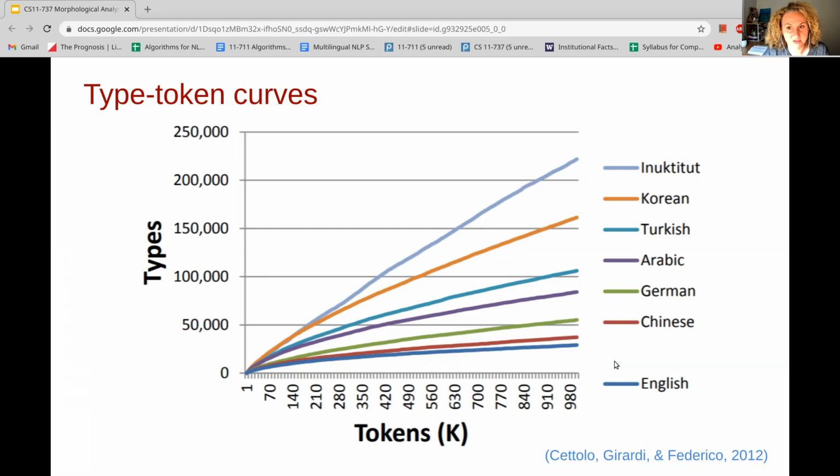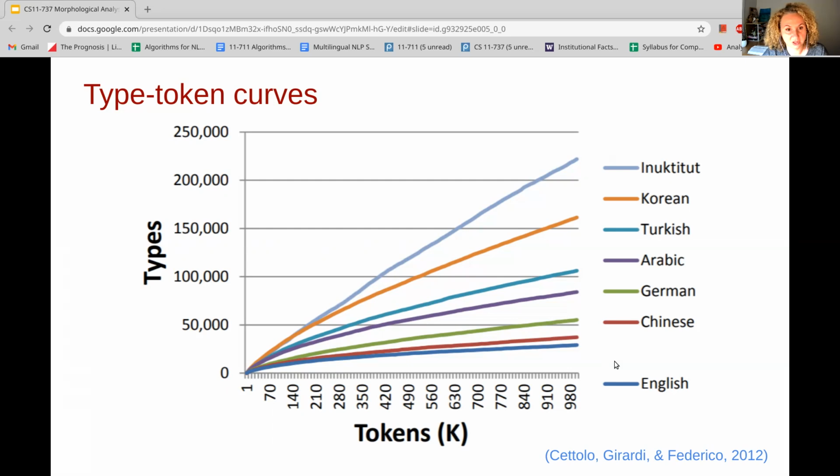Here, for example, in this paper by Sethuraman et al. 2012, they took a multi-parallel corpus consisting of 6 languages with varying degrees of morphological complexity. So these are the same sentences. This is a multi-parallel corpus, but written in different languages: English, Chinese, German, Arabic, Turkish, and Korean. And you can see that as the morphological complexity of the language increases, the number of types in the corpus increases, resulting in a steeper curve.